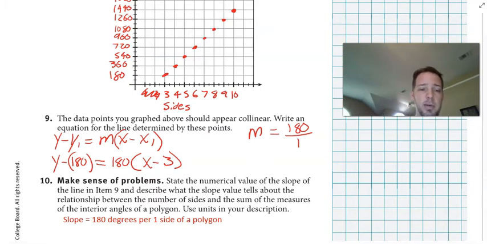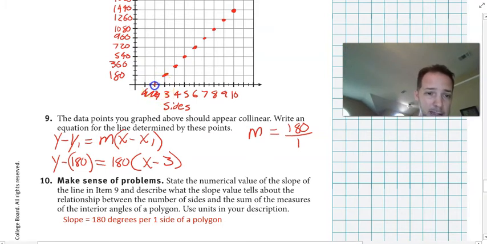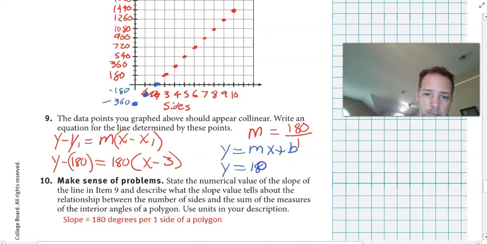Another way you could write this would be in slope-intercept form. And because it is linear, I could imagine that this line did continue on down here. I'm going to do it in a different color just because that's not actually on our graph here. So at 2 here, at 1 it'd be at negative 180, and at 0 it'd be at negative 360. So the y-intercept would be at negative 360. So if I was doing slope-intercept form, we could do that as well.